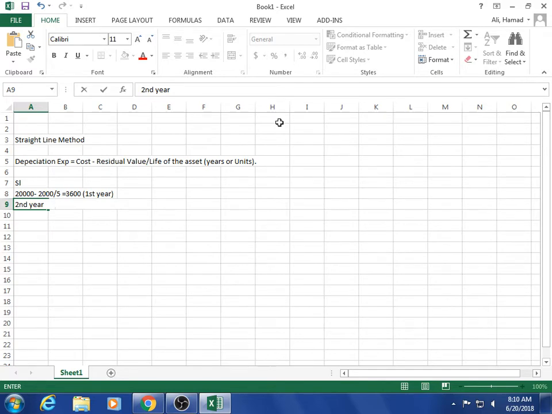Okay, so second year depreciation is equal to 3,600 again, and book value, or carrying value, at the end of year 2 is going to be 12,800, and that represents 20,000 minus 3,600 minus 3,600.